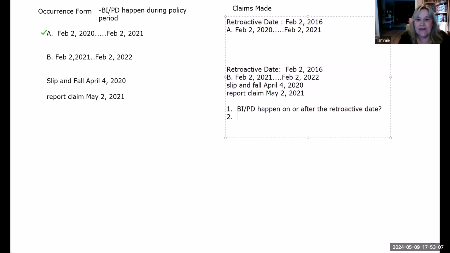And then the next thing is the claim has to be reported during that last policy period. Okay, so the claim's made, and so how I would think about that is the claim is made during the policy period. Okay, so in this particular case, it is, right? The claim is made right here in this last policy period. So in this particular situation, this policy year is going to pay.